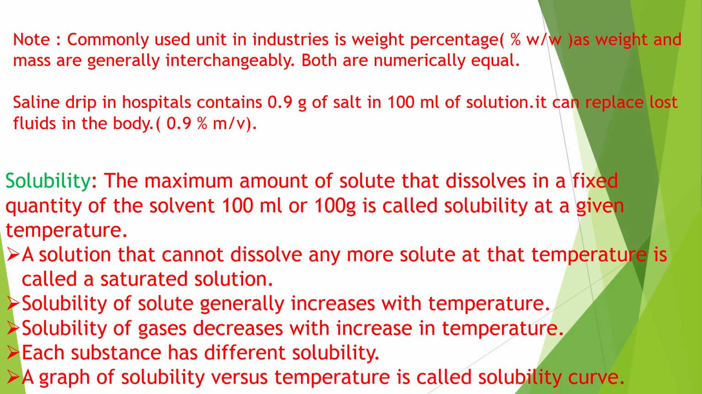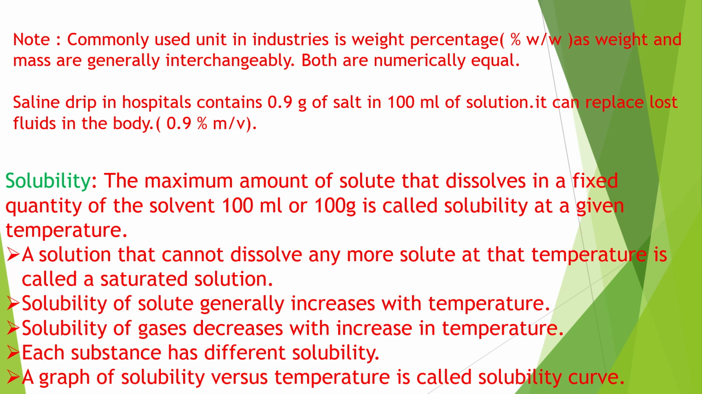Note: a commonly used unit in industries is weight percentage, percentage w upon w, as weight and mass are generally interchangeable. Both are numerically equal. Saline drip in hospitals contains 0.9 gram of salt in 100 ml of solution. It can replace lost fluids in the body. That is 0.9% m upon V.